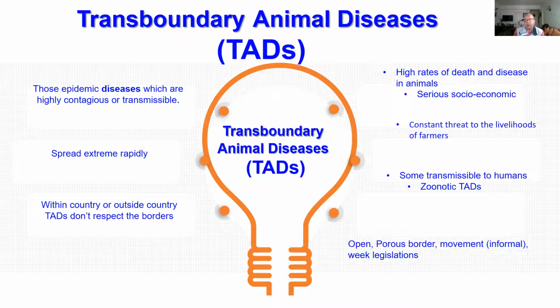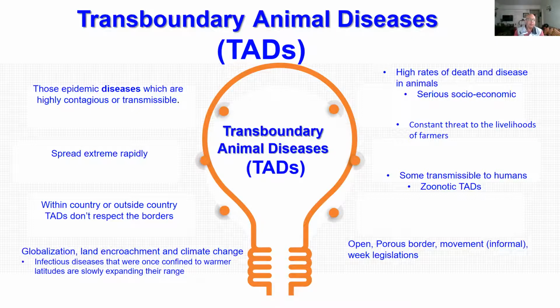And then apart from the borders, you have these days globalization, land encroachment, and climate change. Many of you might have experienced some of the infectious disease, for example, vector-borne disease. At one time, it was not in Karnali, and then because of climate change and the planet starting to heat up, these infectious disease agents started going to other areas and slowly expanding their range. So this is a very good example of how the transboundary animal disease are transmitted within neighboring countries or globally.